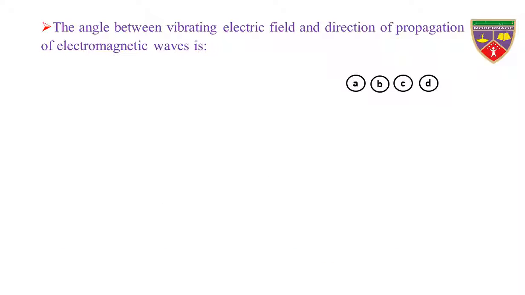The angle between vibrating electric field and direction of propagation of electromagnetic waves is option A, 60 degree, option B, 90 degree, option C, 120 degree, option D, 150 degree. The key is 90 degree. Therefore, the correct option is B.